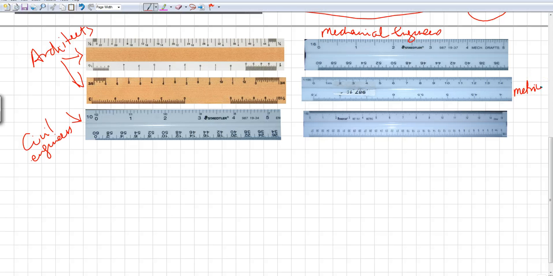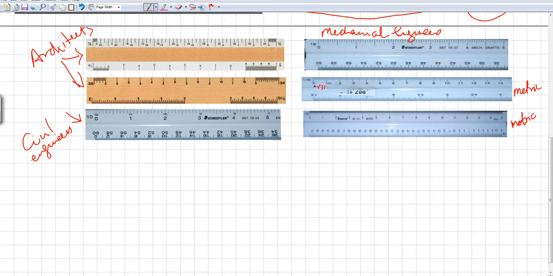Now metric scale is the scale that is used all over the world pretty much, and obviously it's not used much in America, but that's the metric scale. This is the metric scale as well. Metric scale is a lot easier to use because it is divided in 10 parts, like if you see from 0 to 1, and there are 10 subdivisions, right? So it's really easy to calculate when you're using a metric scale.